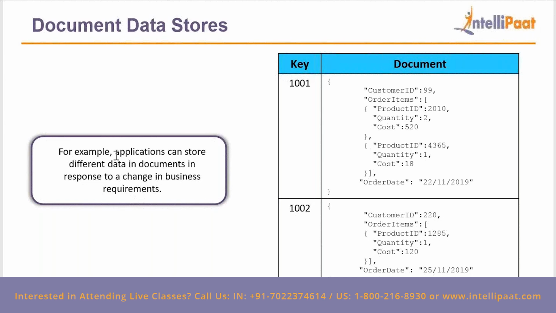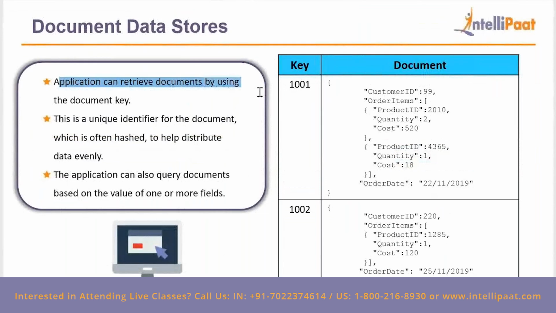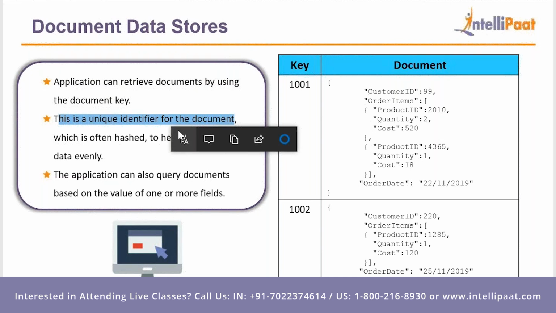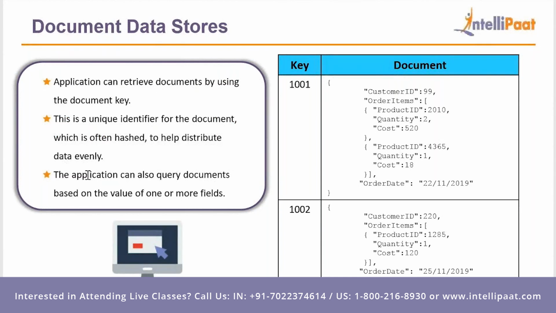Okay, sure. Thanks. So, applications can retrieve documents by using key. With each document there'll be a key. When we generate the Cosmos DB, there will be one field where it will ask for a key. By default we give it as ID. If you want, you can give your own keys, any columns you want. This is a unique identifier for the document, which is often hashed to help you distribute data evenly. The application can also query documents based on the values of one or more fields.